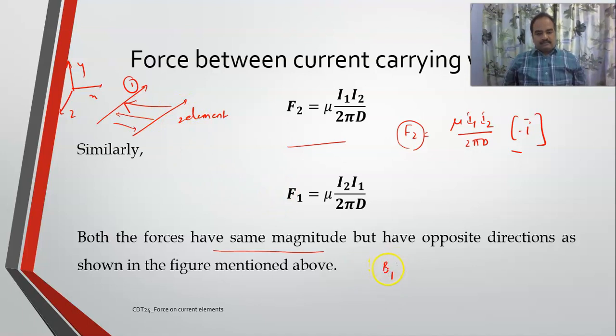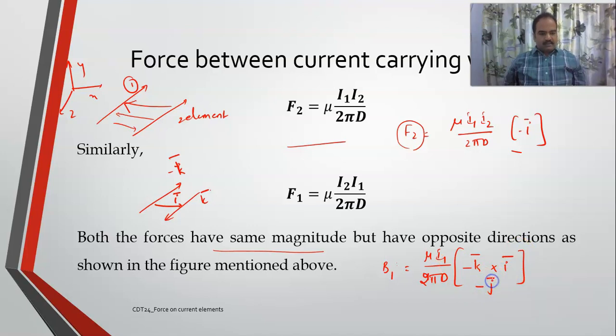Let us suppose the currents are in this fashion. This is minus K bar and this is K bar, and this is the separation, in the I bar direction. So what will I get if I multiply these things? First of all, let me do just the vector calculation for B1. This is mu I1 by 2 pi d in vector format, so what I'll be getting is minus j bar.